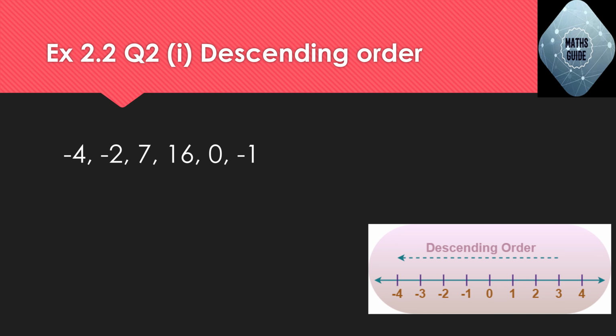This is exercise 2.2 question number 2 part 1, and here we have to arrange the integers in descending order, and descending order means arranging numbers from greatest to smallest. Here we will start from the positive integers instead of negative integers, because all the positive integers have a greater value as compared to the negative integers. So here the greatest number is 16 and the smallest number is -4. Arranging them in descending order like this.